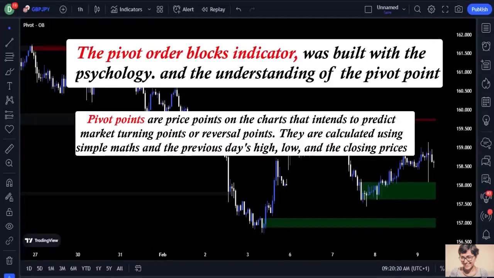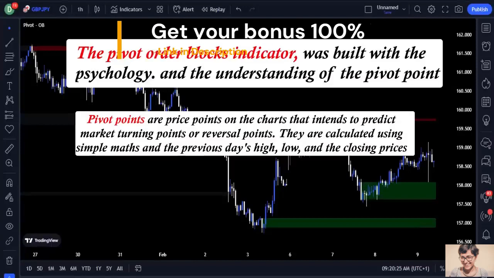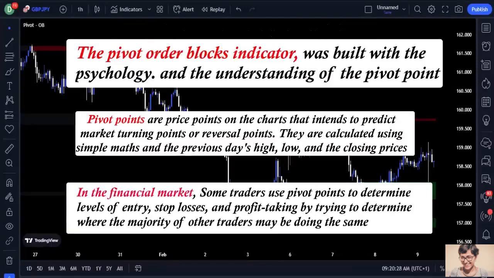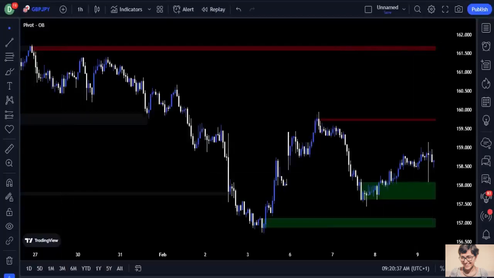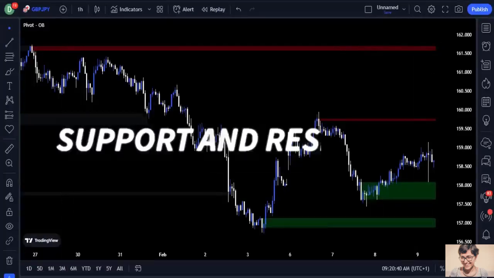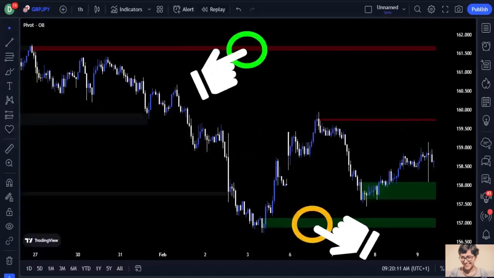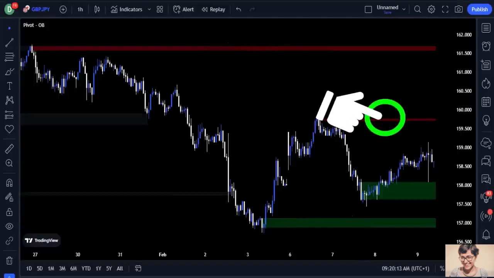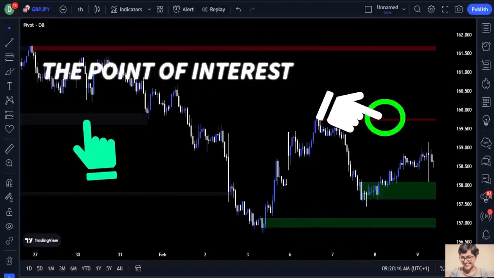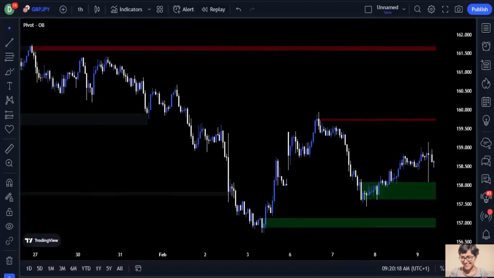So the pivot order blocks indicator was built with the psychology and the understanding of the pivot point, and as you should know by now, pivot points are price points on the charts that intend to predict market turning points. For reversal points, they are calculated using simple maths on the previous day's high, low, and closing prices in the financial market. Some day traders use pivot points to determine levels of entry, stop losses, and then profit taking by trying to determine where the majority of other traders may be doing the same. This works because pivot points provide the trader with classic levels of support and resistance.